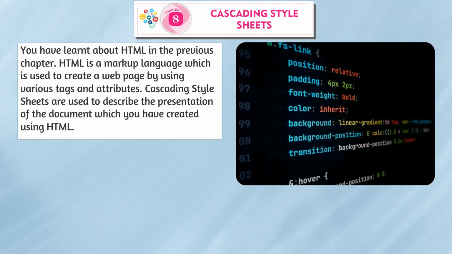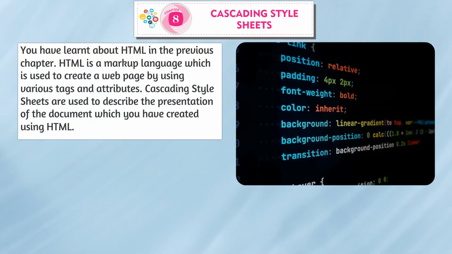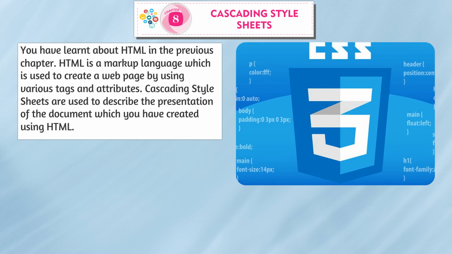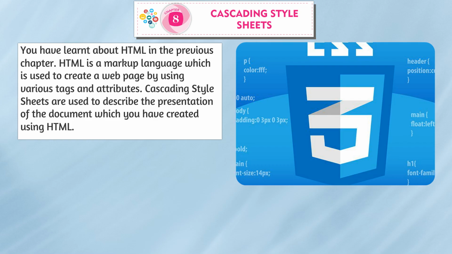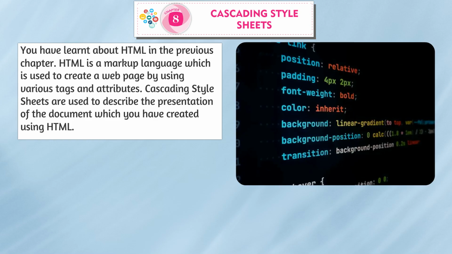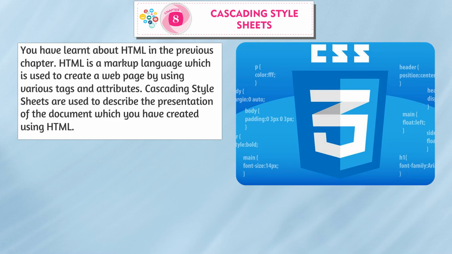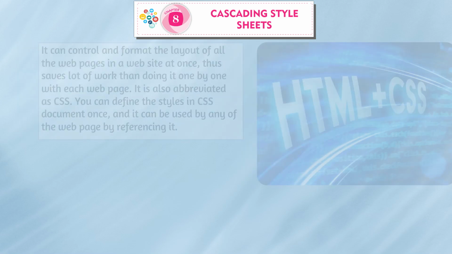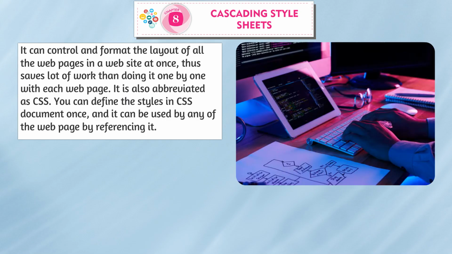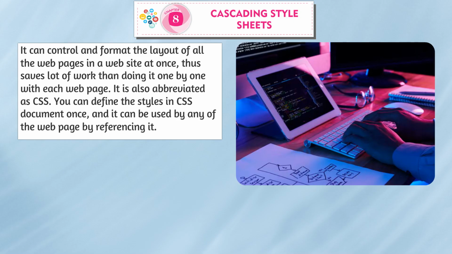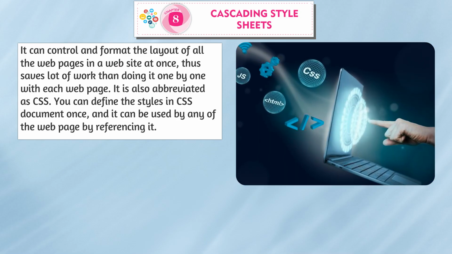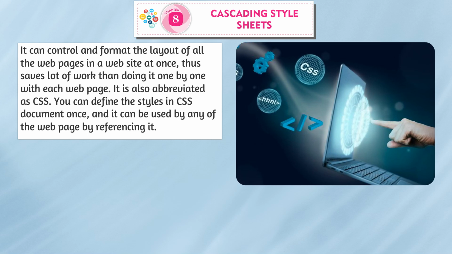You have learnt about HTML in the previous chapter. HTML is a markup language which is used to create a web page by using various tags and attributes. Cascading style sheets are used to describe the presentation of the document which you have created using HTML. It can control and format the layout of all the web pages in a website at once, thus saving a lot of work than doing it one by one with each web page.